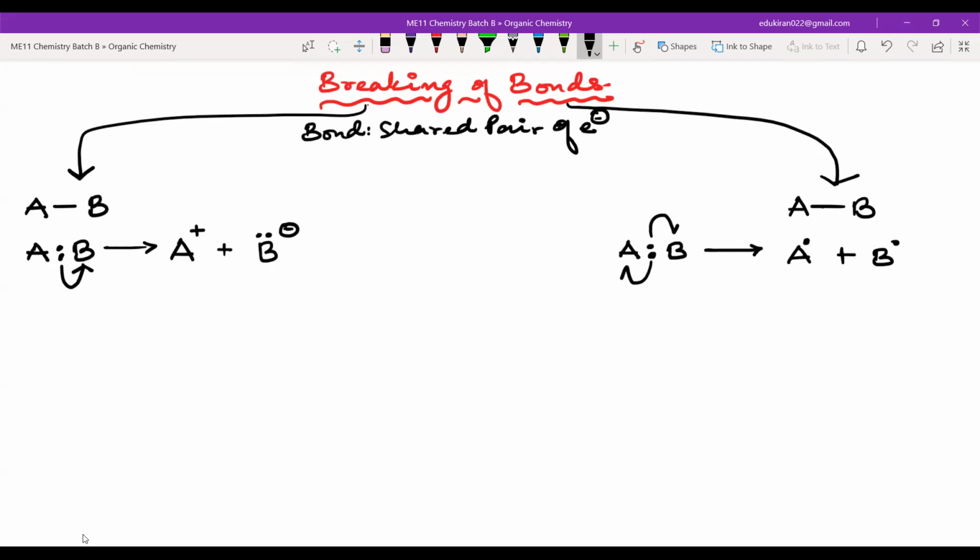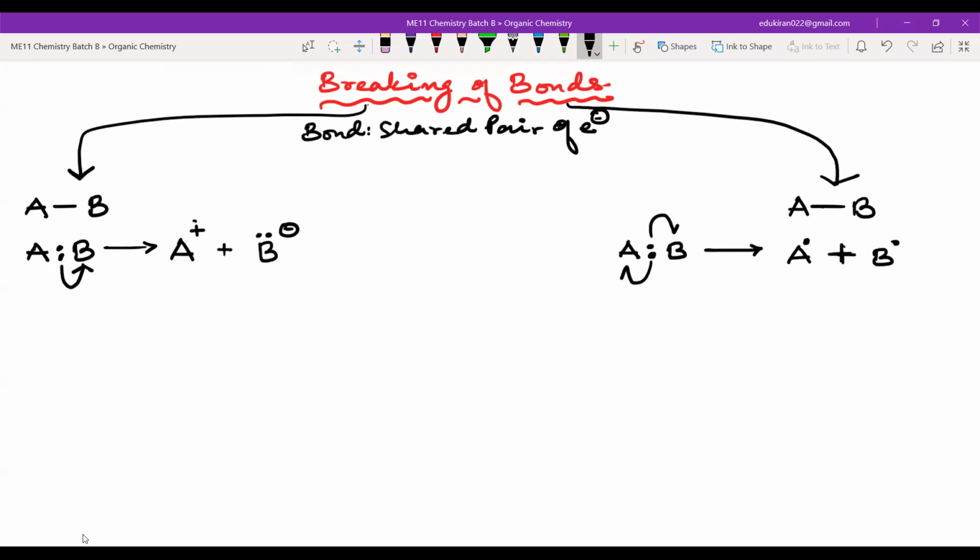Now in this case, what is happening? Both of them are getting their respective electrons. A is getting its electron and B is getting its electron, and when they are having those two electrons, the bond has been broken. They are no more sharing the pair of electrons.